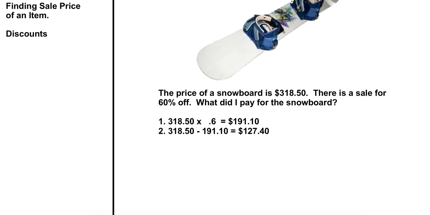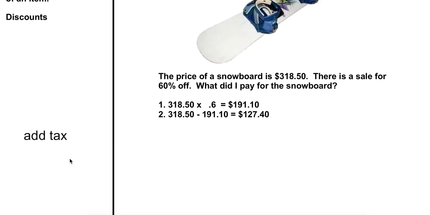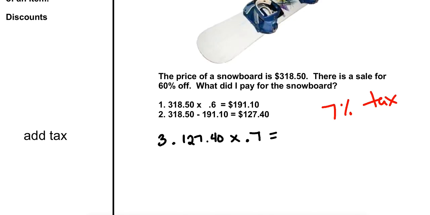Problem with this item, though, is you must add tax. You could not leave the store with it. For our purposes right now, there's going to be different taxes throughout the problems, but right now we're going to use 7% tax on the items in the state we're dealing with. So we would need to add a third step. Our third step would be to find out how much tax we're paying. So we need to take our amount and times our 7% tax.